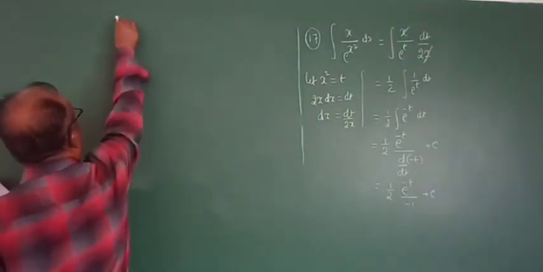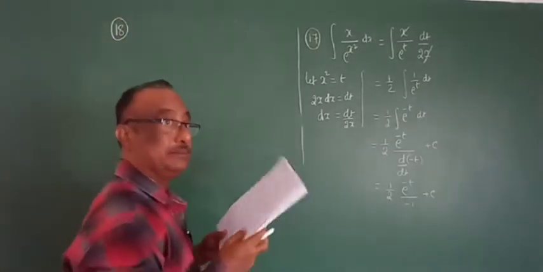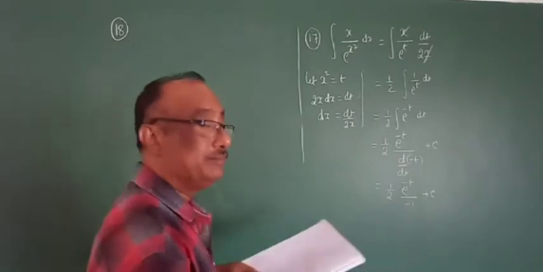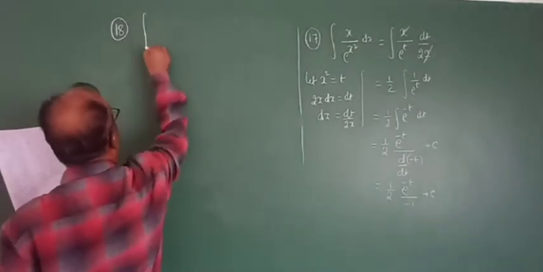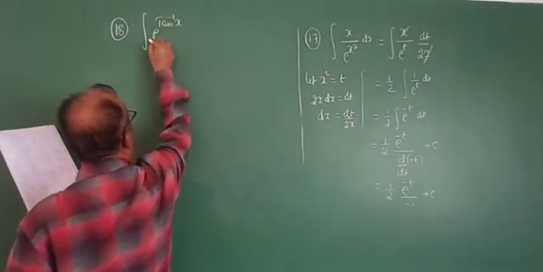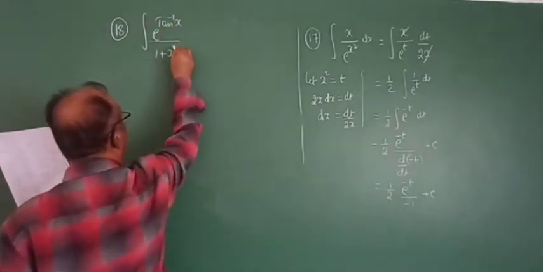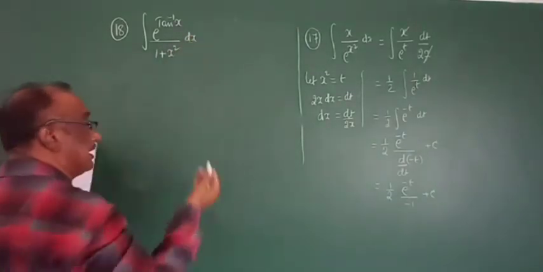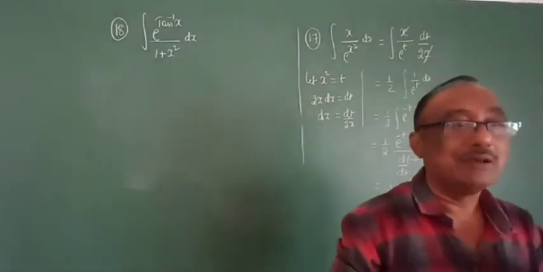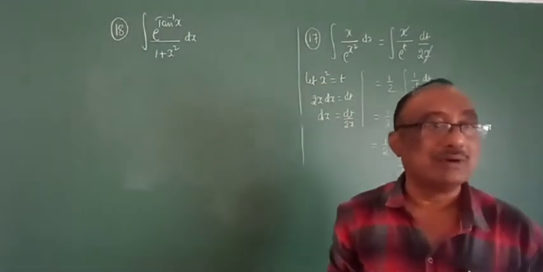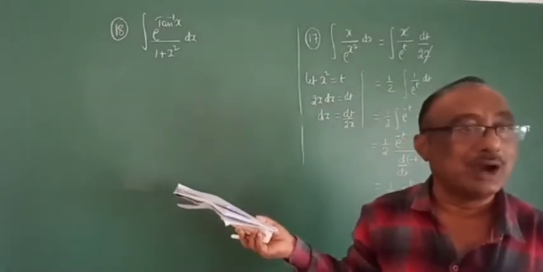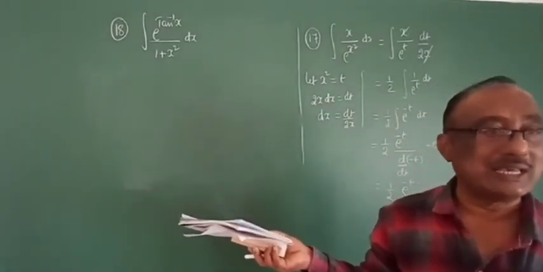Everyone, go through the 18th problem. First go through the 18th problem. Integral of e power of tan inverse x by 1 plus x square dx. Immediately we get an idea. What is the derivative of tan inverse x? 1 by 1 plus x square, and we already have it. So immediately let tan inverse x be t.